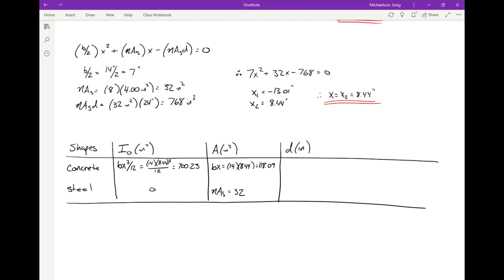D. So for the concrete, that's just X over 2. So 8.44 over 2, which is 4.22. And then for this, it's just D minus X. Okay. And so this is, what is D? D was 24 inches minus X. So 8.44. And that's 15.56.